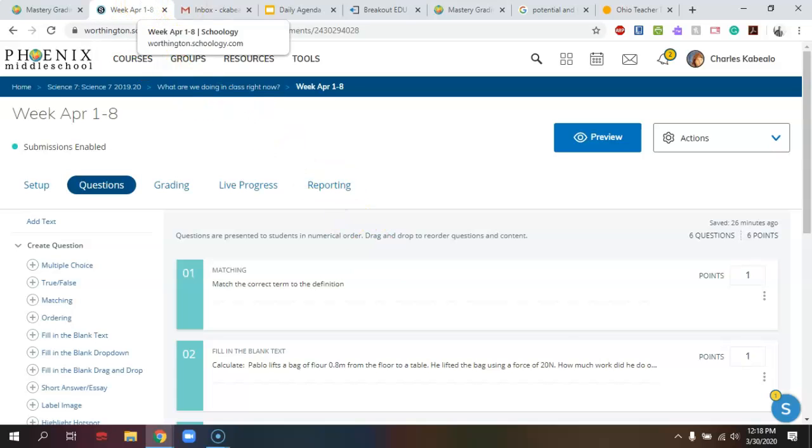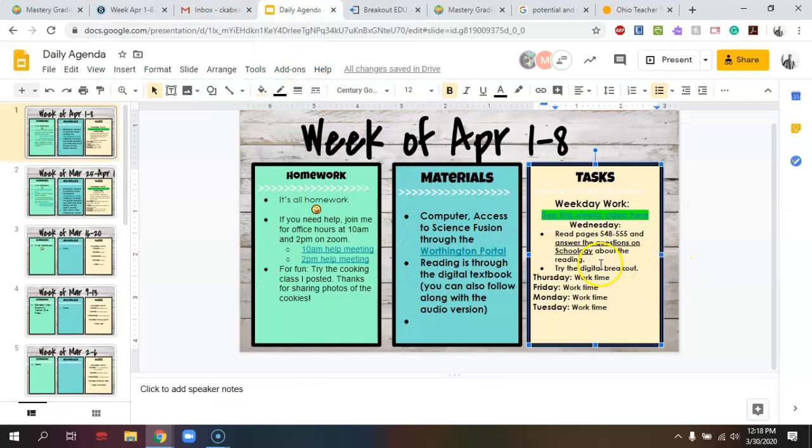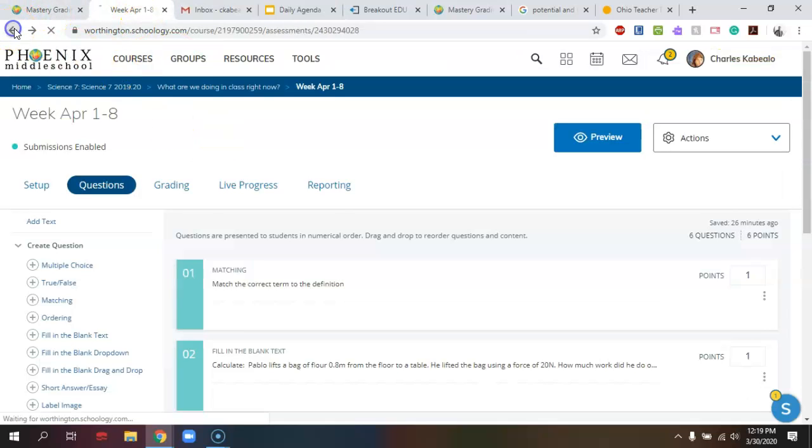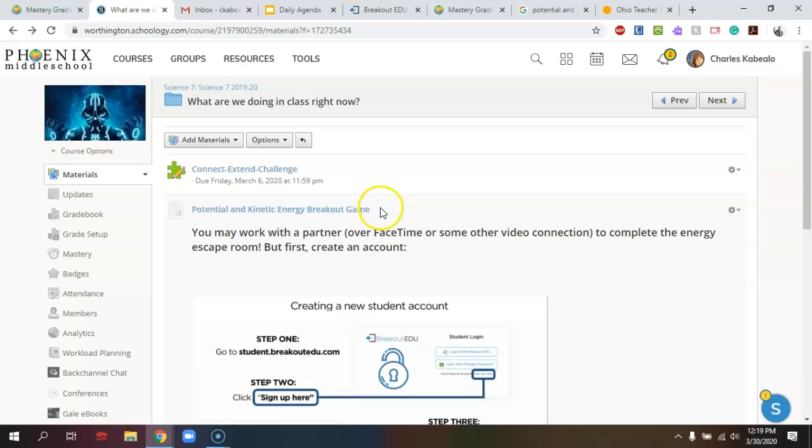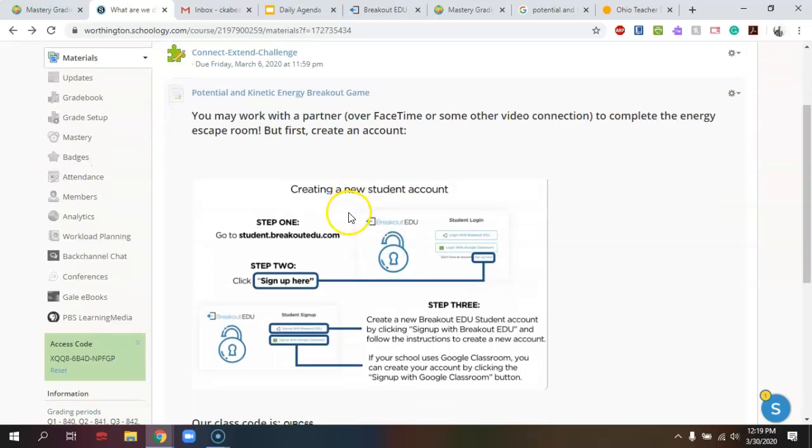Once you've done that, the next thing that you have to do is try this digital breakout. Now, this digital breakout is a lot like the Marlowe's game that we did, although it's more specific about the content. It's specifically about potential and kinetic energy. To do this breakout, you're going to go back to the Schoology page here, and you're going to sign up for a breakout account. And you can see the steps are here.